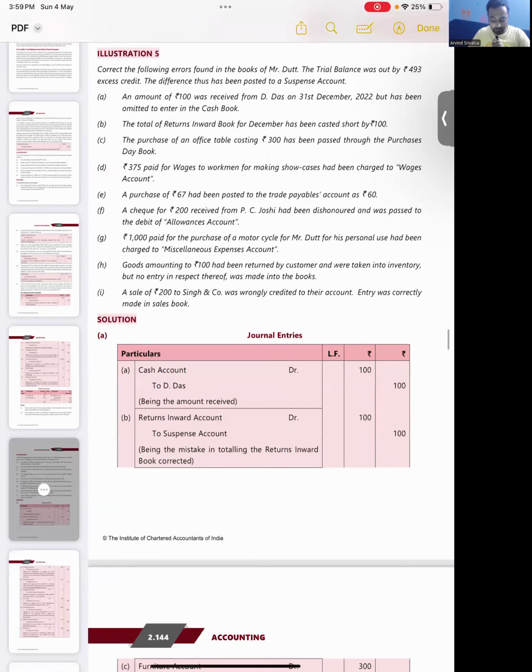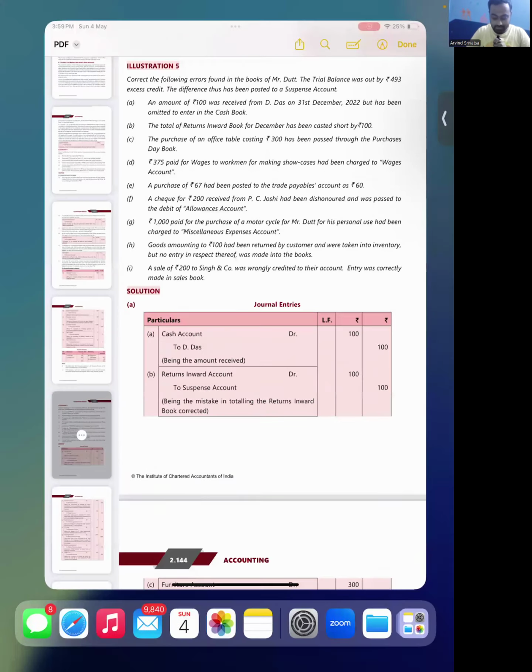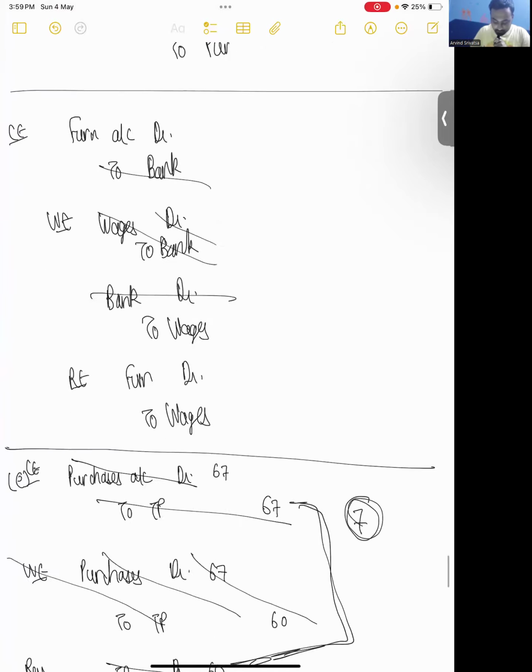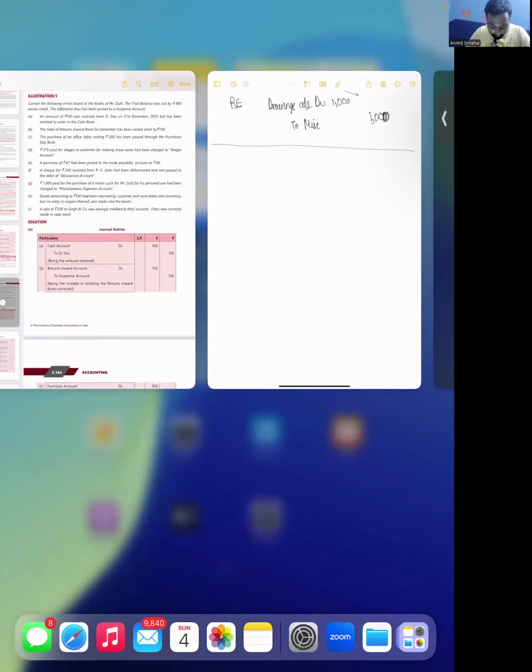Yeah. And next one, last one. A sale of 200 to Singh and Co. was wrongly credited to their account. Entry was correctly made in the sales book. So this is a good one. Just need to apply a bit. I think it's a sale of 200, right? 200 to Singh and Co.